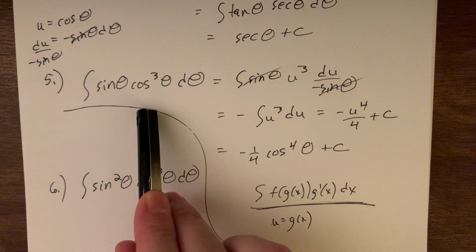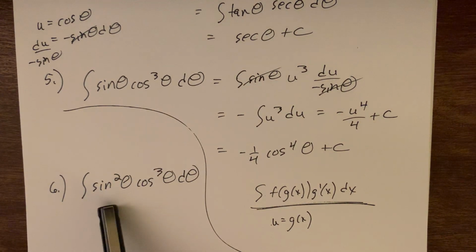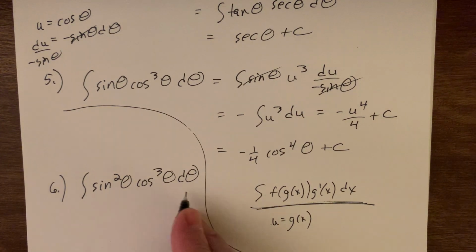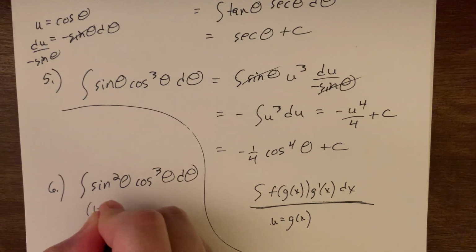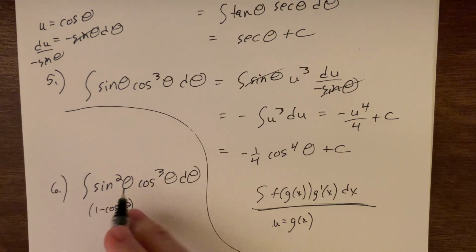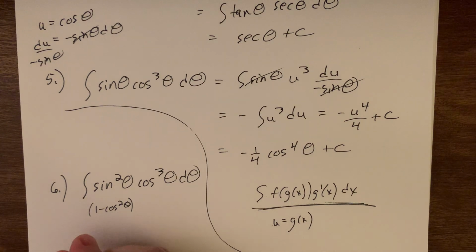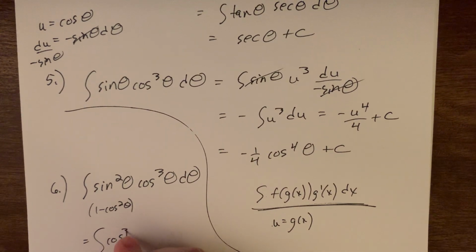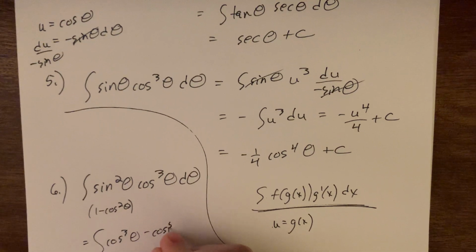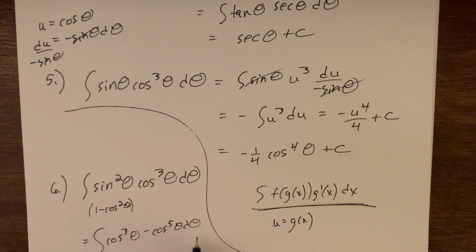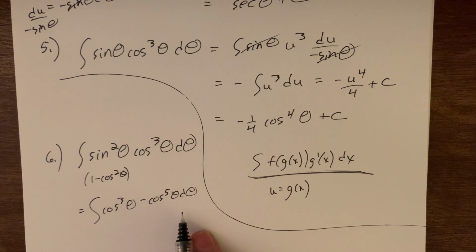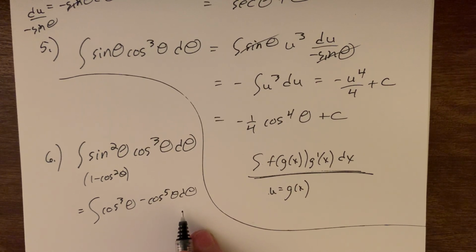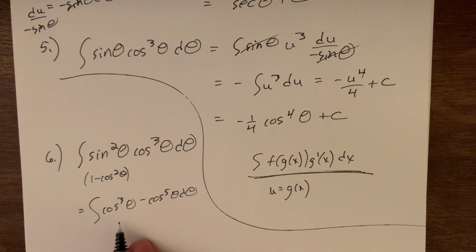We'd like something like this. So if you want to try converting sines into cosines, sine squared would become this. So my integral, I'll distribute this out, would be cosine cubed minus cosine to the 5th. And that's not any better. Okay, I forced a manipulation.